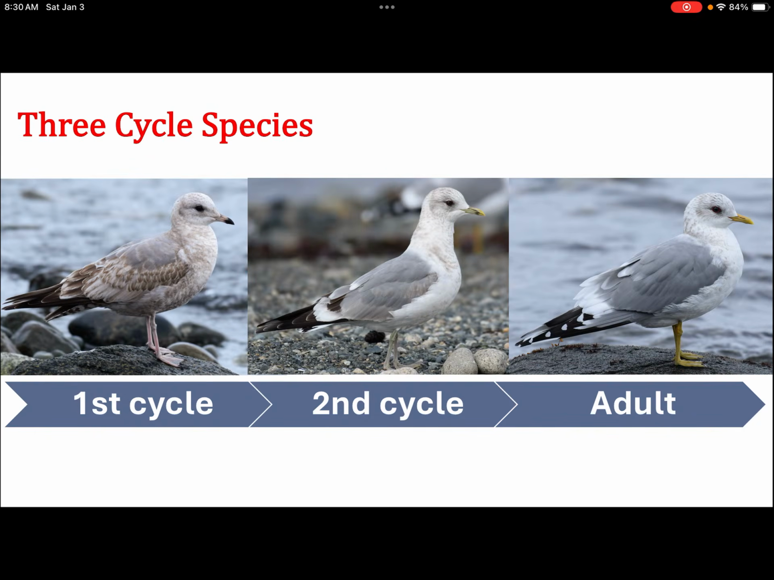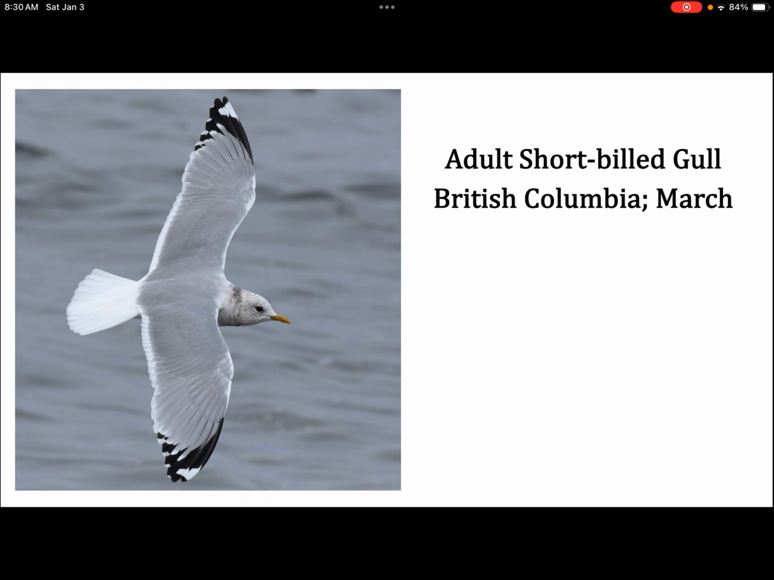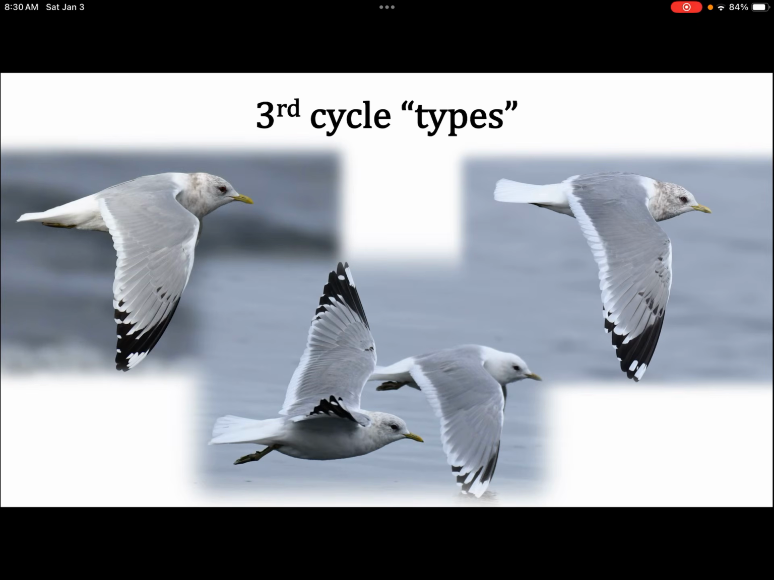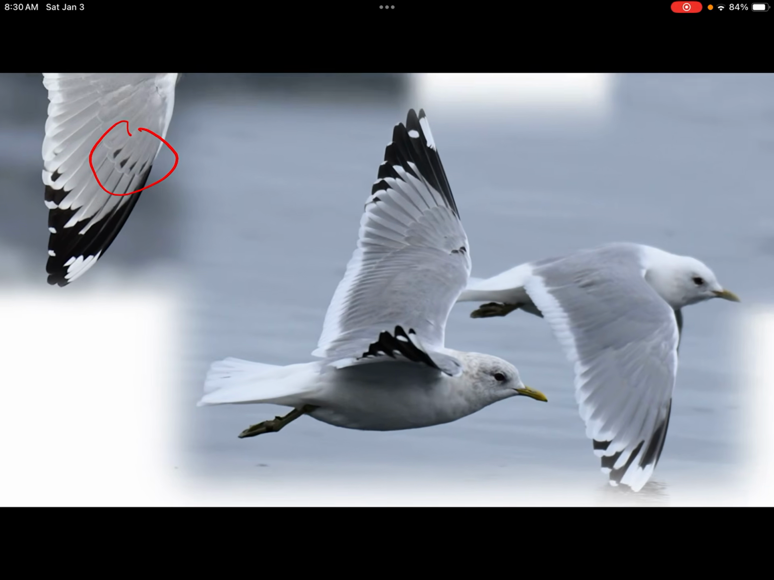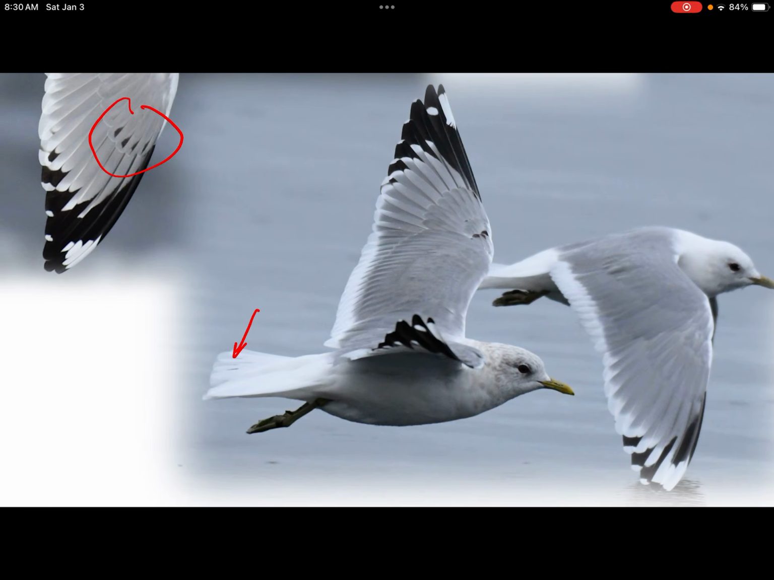All right, so third cycle species, or three cycle species, something like short-billed gull. We have these birds that go from first cycle to second cycle, and then by the end of their third molt cycle, they take on this adult appearance. But there are some individuals that show, just like with the Bonaparte's gulls, streaking on the primary coverts. They might show a little bit of markings on the tail.